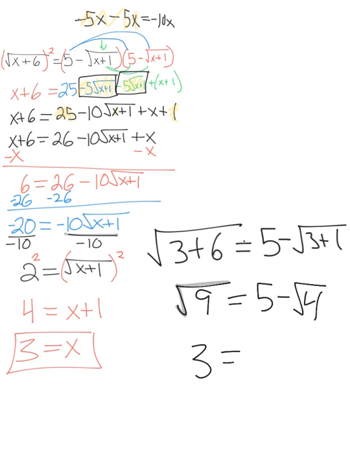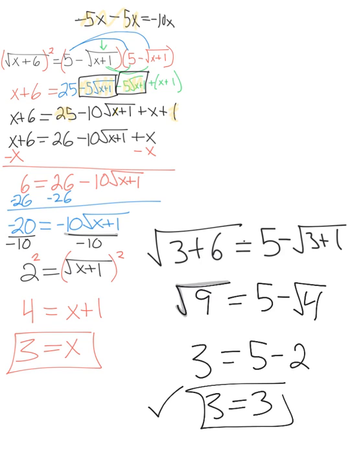Square root of 9 is 3. We get 5 minus the square root of 4, which is 2. Does 3 equal 3? Yes, it does. So I'm good. I've checked my answer. My answer is, in fact, 3.